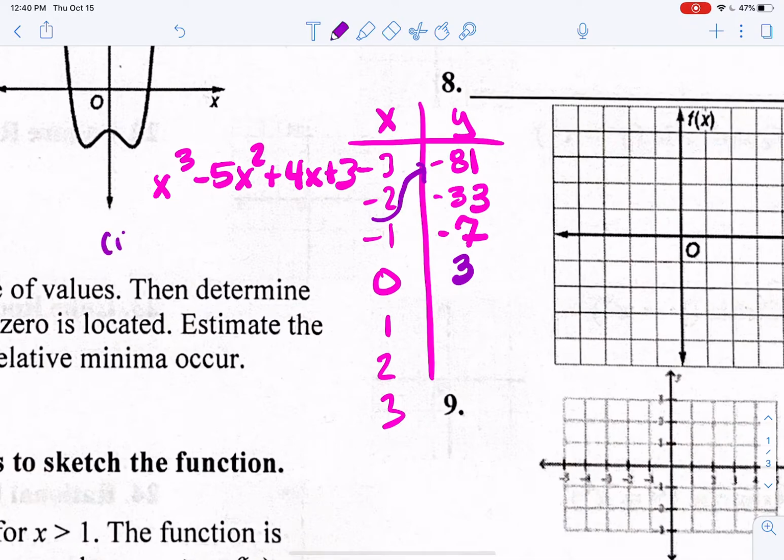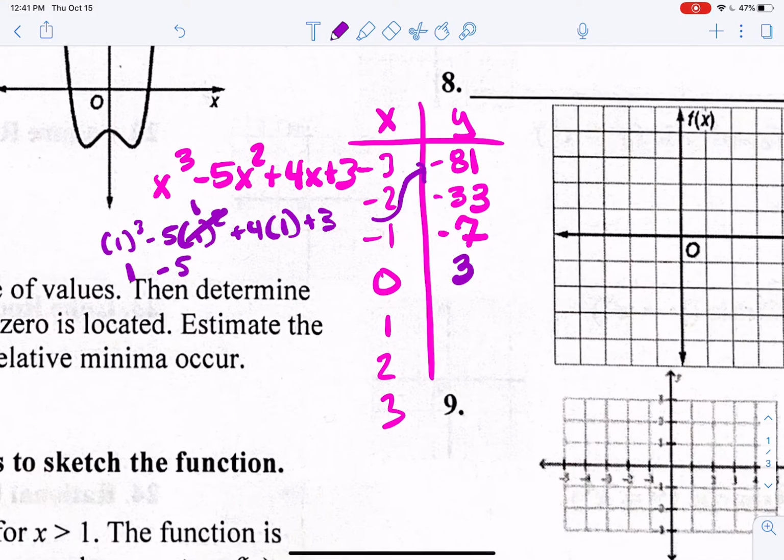So I have 1 cubed minus 5 times 1 squared plus 4 times 1 plus 3. 1 cubed is 1, it's 1 times 1 times 1. 1 squared is 1, but then if I take that times -5, that's -5. Plus 4 times 1 is 4, plus 3. 1 minus 5 is -4. -4 plus 4 is 0. 0 plus 3 is also 3.